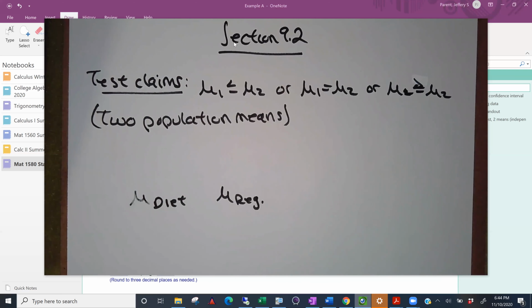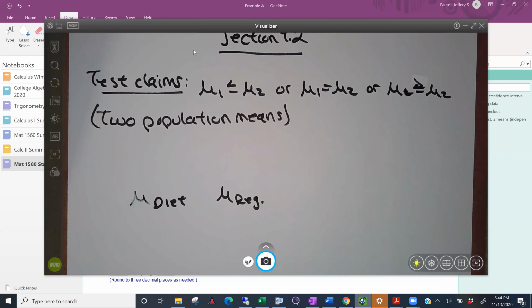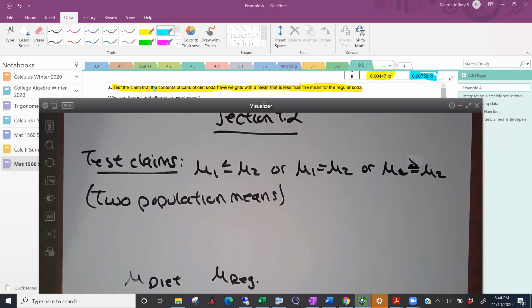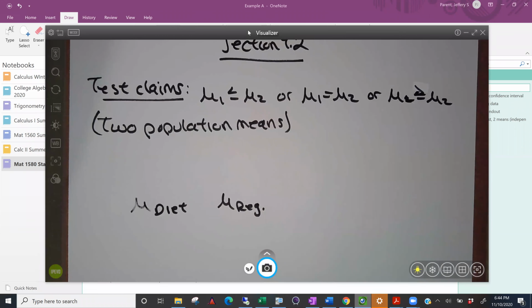Let me take a peek at things this way. There we go. Can you see that? Test the claim that the contents of cans of diet soda have weights with a mean that is less than the mean for regular soda. So what symbol should I put here? Like an arrow going towards diet. Nice, a less than sign. Thank you, Nate. So less than sign, perfect.